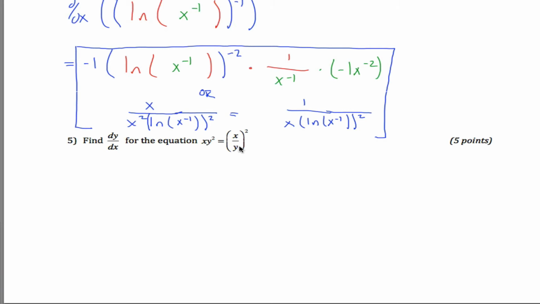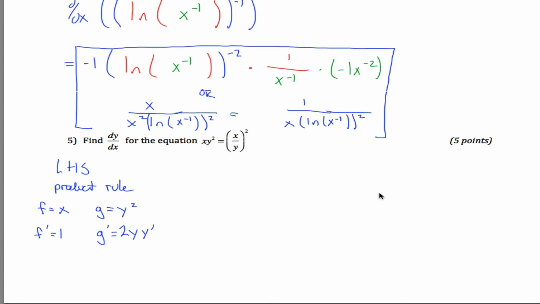Find dy dx. Find the derivative of both sides of this equation and then solve for y prime is essentially what this question is asking you to do. Okay, if I'm going to take the derivative of the left-hand side of the equation, I got to use the product rule. Product rule. We're playing the role of f is x, and g is y squared. F prime is easy, that's just 1. G prime is hard. This is a chain rule even if it doesn't look like it. This would be 2y times y prime.